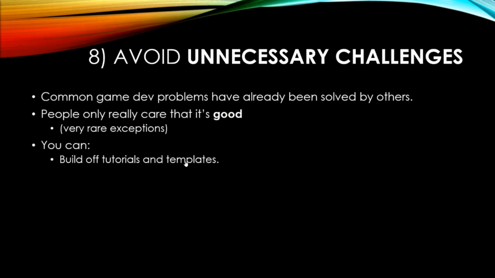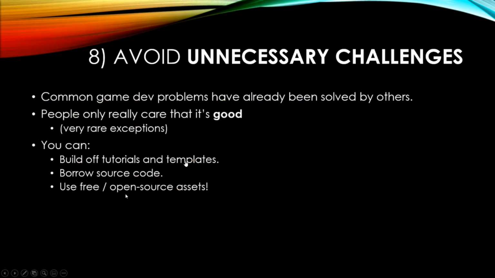What you can do is build off tutorials and templates. You can borrow source code. You can use free and open source assets like opengameart.com, or Unity has the asset store. There's some free assets on there. These are all ways for you to get in there and start building things and not have to worry about all the details. For me, this is really handy because I'm not an artist at all. And it's very time consuming for me to build art. So I'm incentivized to either just use squares and circles or to grab assets from the asset store.